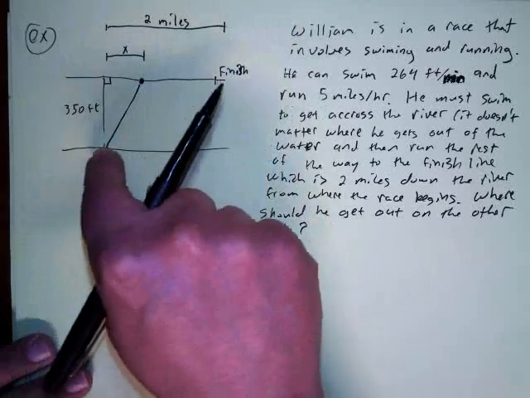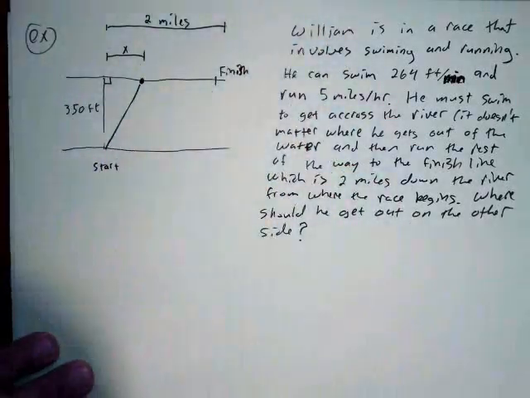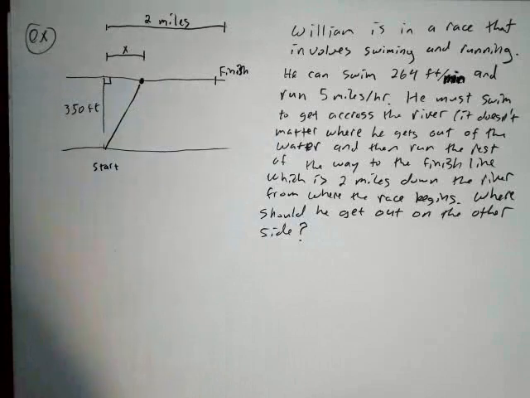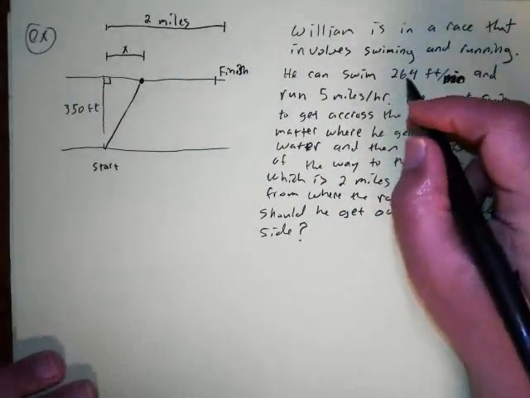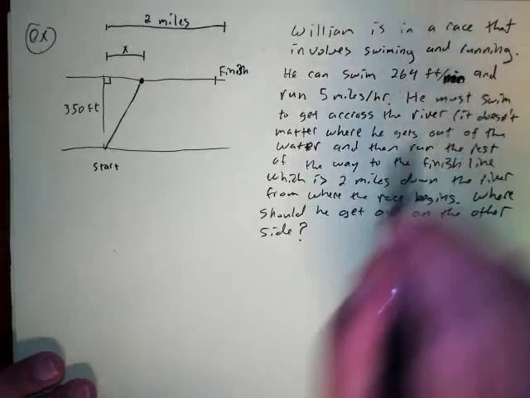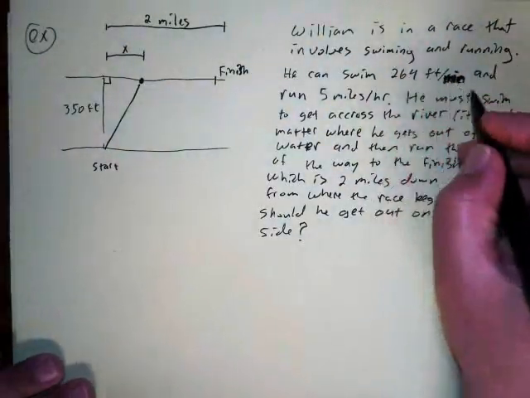But to go straight from this starting point to the finish line, which would mean he would have to swim the whole way, that would be the minimum distance. But he doesn't want to minimize the distance, he wants to minimize the time. And it turns out that he can swim 264 feet per minute. I accidentally said feet per second, but it should be feet per minute.